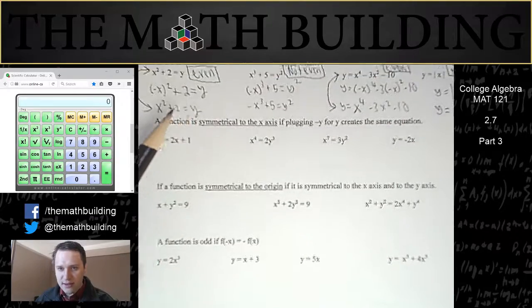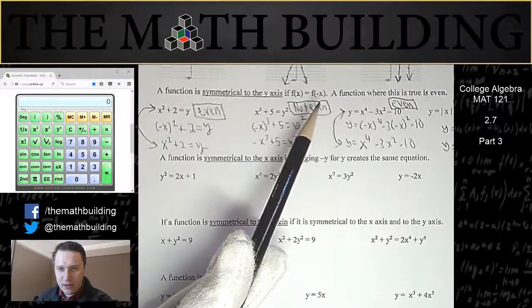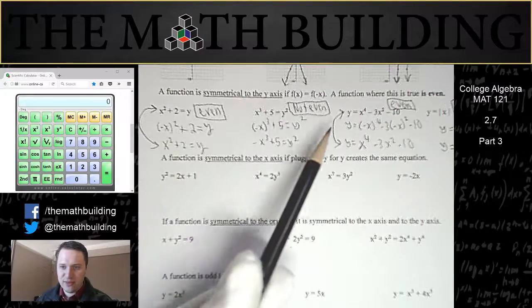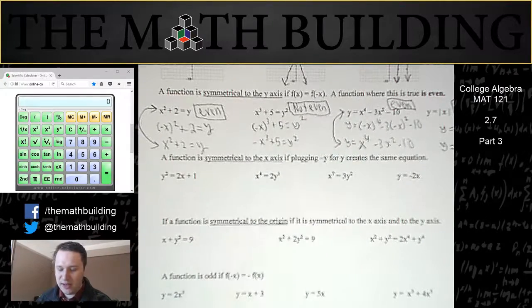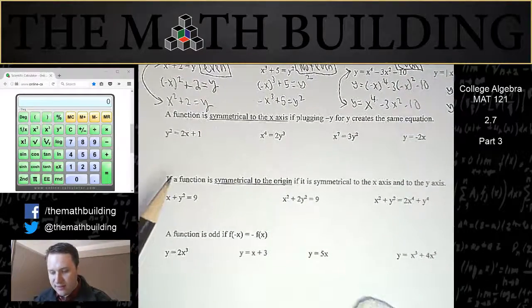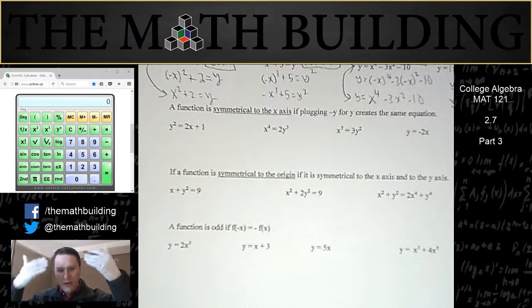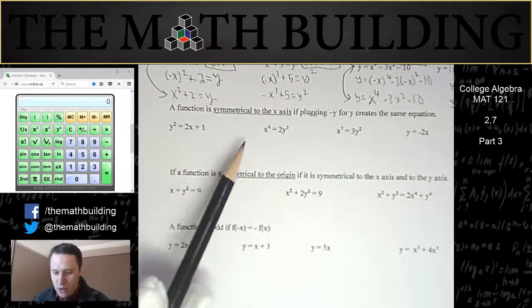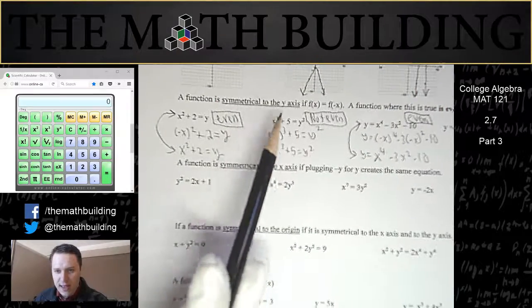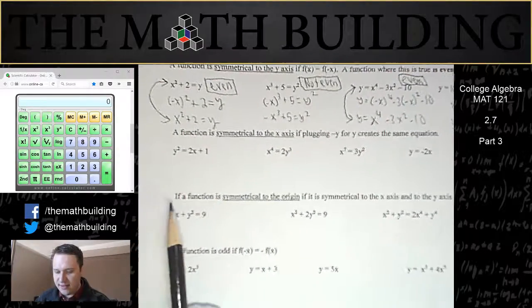We just talked about how to tell if a function is even, and it's nice that it works out that it has even exponents typically if it's even. A graph is symmetrical to the x-axis if it's the same on top and on the bottom. So we just talked about being symmetrical to the y-axis. Let's talk about being symmetrical to the x-axis.